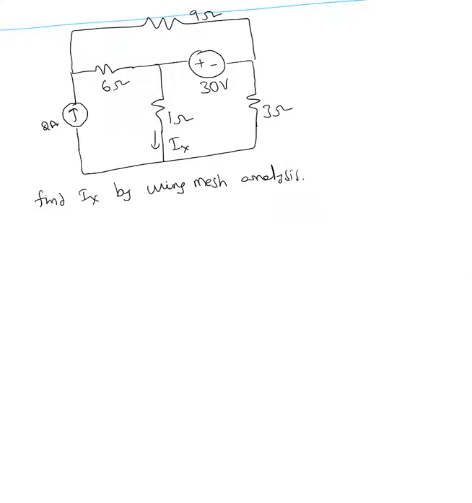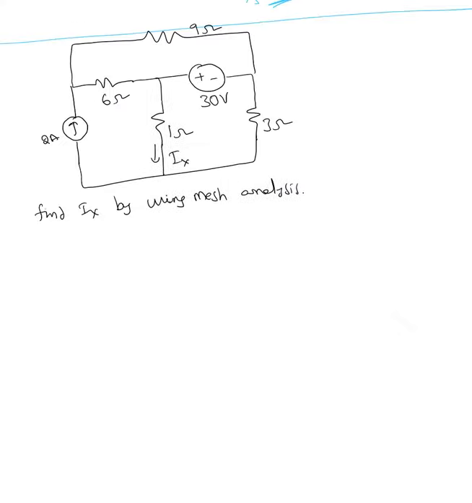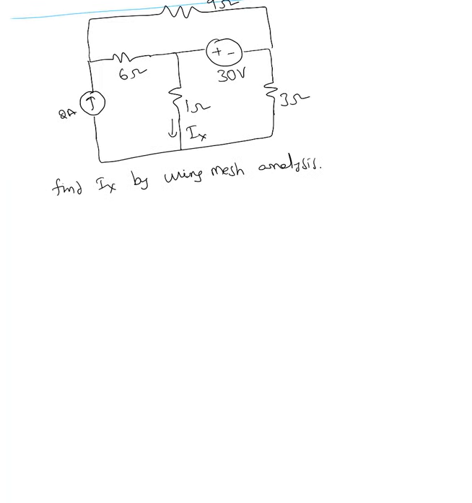Here is the next example. In this example, he's asking us to find ix by using mesh analysis. So step 1, always define all the loops or meshes. So I'm going to define this as I1 and I2 and I3.